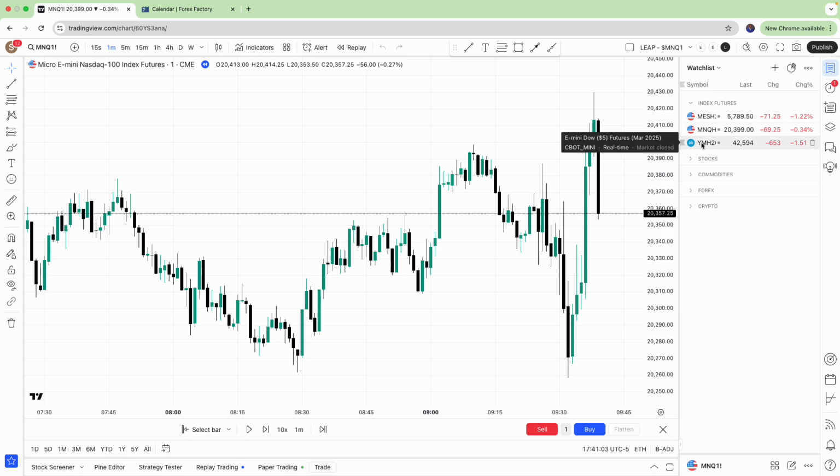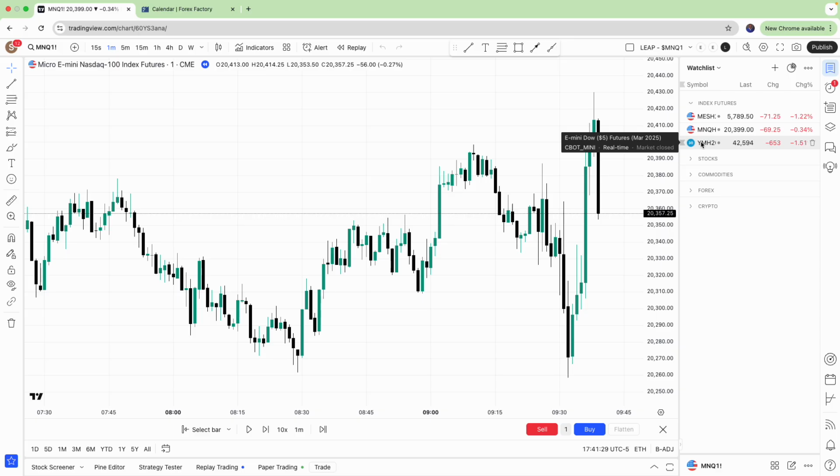And lastly, we have the Dow, which is kind of old school. That's more industrial type businesses, McDonald's, Home Depot, things of that sort, and we call that YM in futures. And you can see here it says E mini Dow futures.